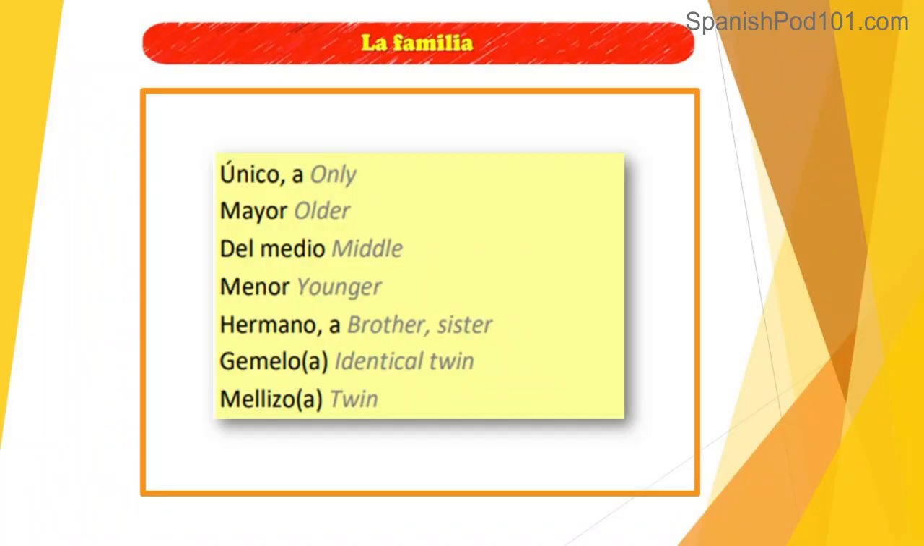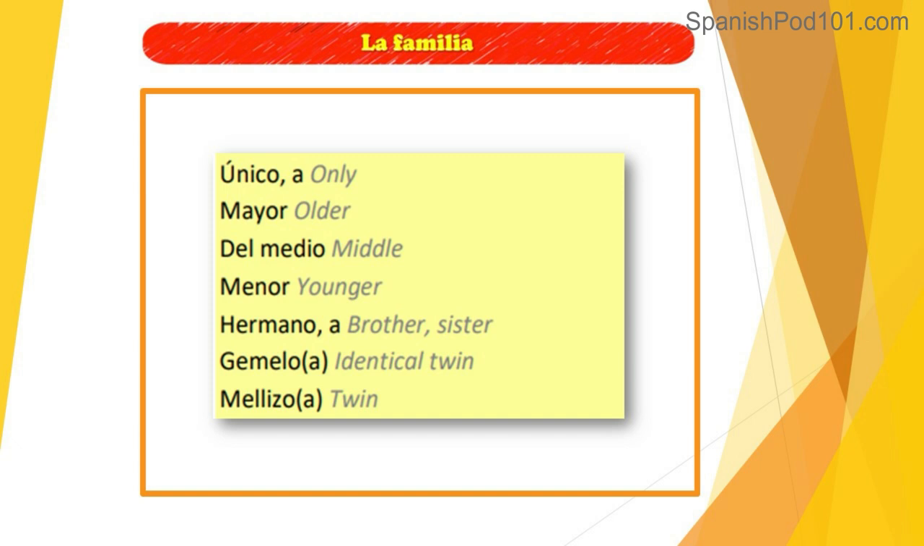Now we're going to learn some adjectives that we can use to describe, for example, brothers and sisters, and also children. Yes, your children, whether they are an only child, or for example to say that they're the oldest, the eldest, the youngest, the one in the middle, etc. Único, única. Mayor. La del medio. Menor.